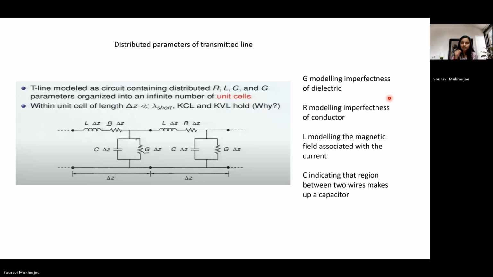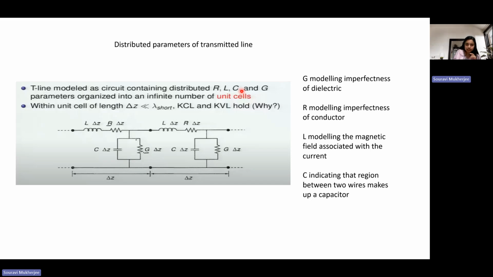Okay, so how do you define the effect of a transmission line? You basically write the effect in terms of these four parameters: R, L, C, and G. So what you first do is, if you have a very long transmission line, you can break it into smaller regions. How small? Such that each individual segment can be considered as a lumped circuit element.